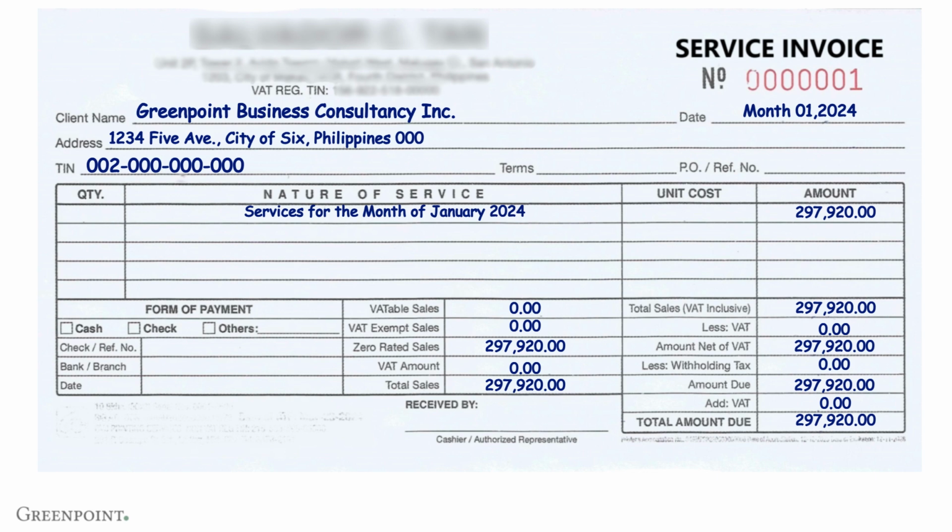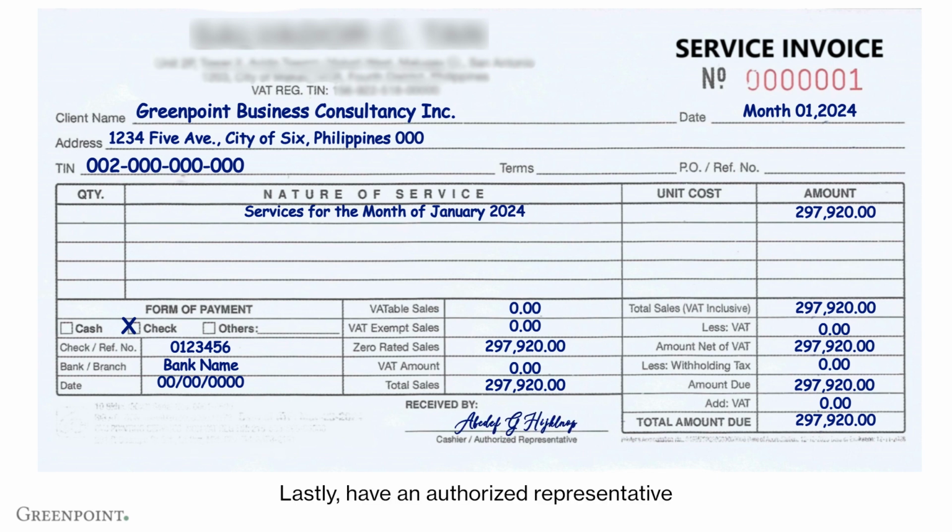297,920.00. Indicate the form of payment by placing an X mark in the appropriate box, either cash or check. If the payment is made by check, include the bank name, check number, and check date. Lastly, have an authorized representative sign at the line.